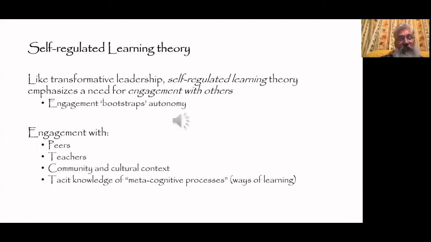And then with self-regulated learning, I found that that also emphasizes the need for engagement with others. In fact, it argues that engagement with others bootstraps autonomy, bootstraps the ability to learn and be self-motivated. And that engagement is with peers, with fellow students, with teachers, and with a community and cultural context, but also with oneself, through one's tacit knowledge of metacognitive processes or the way one learns.